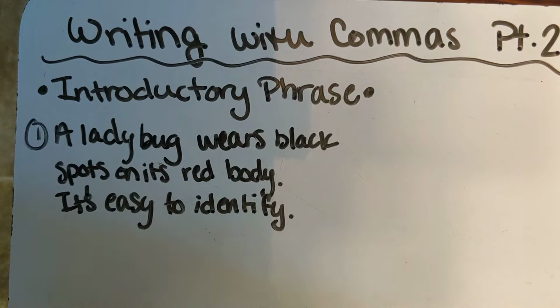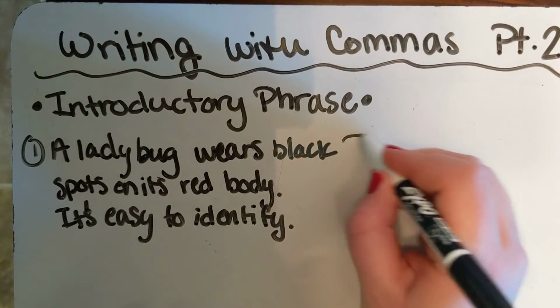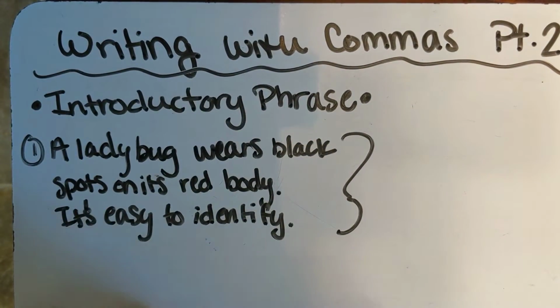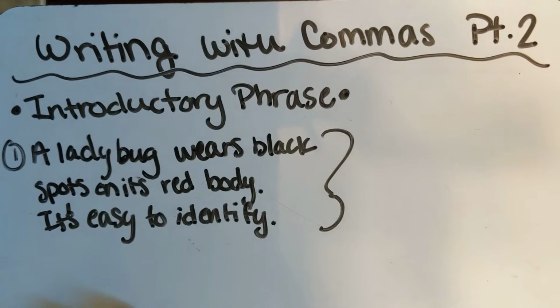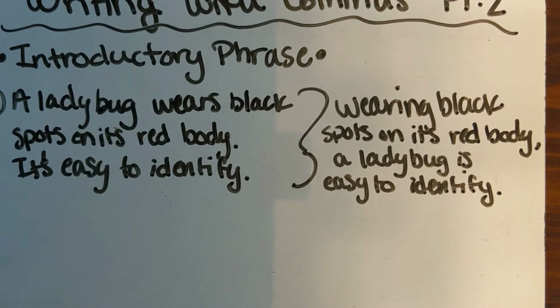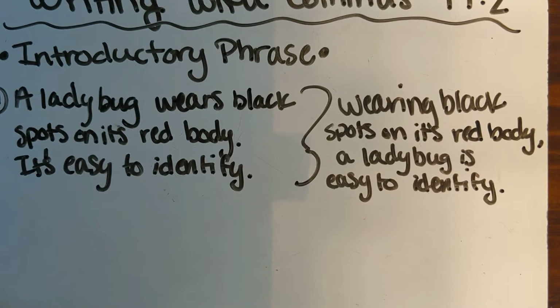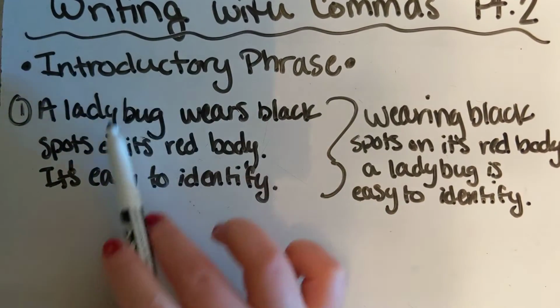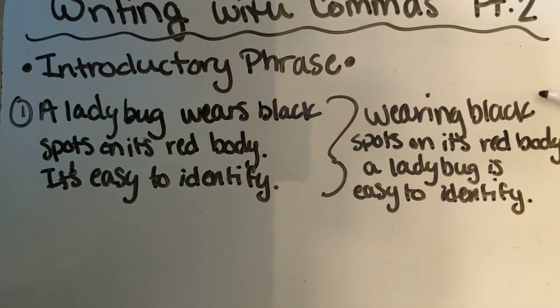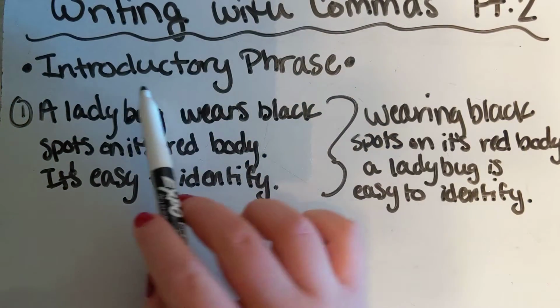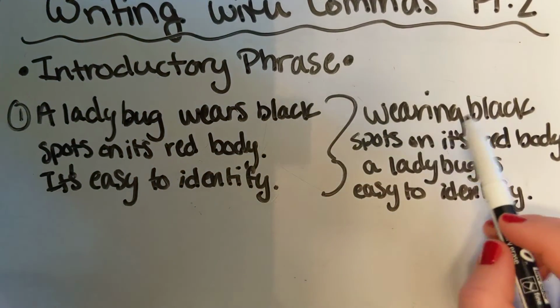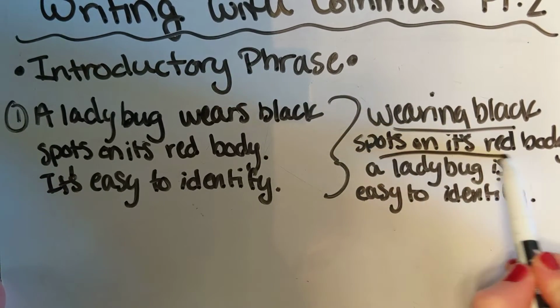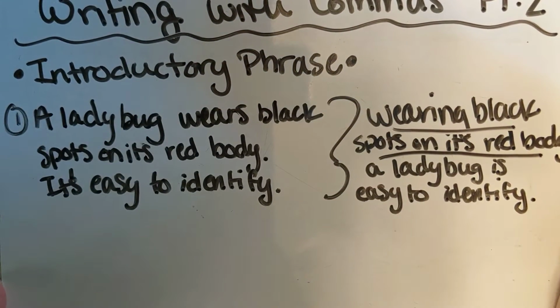So if we have the sentences, a ladybug wears black spots on its red body. It's easy to identify. We can combine these two sentences using an introductory phrase, and it'll look something like this. Wearing black spots on its red body, comma, a ladybug is easy to identify. So we took these two sentences here and we created one sentence, and we also created an introductory phrase. So this right here is our introductory phrase, everything up until the comma.